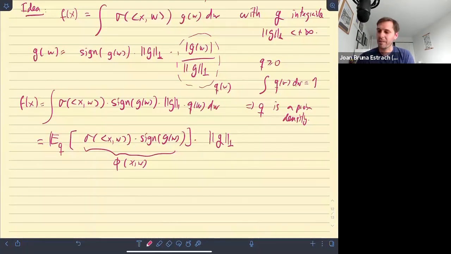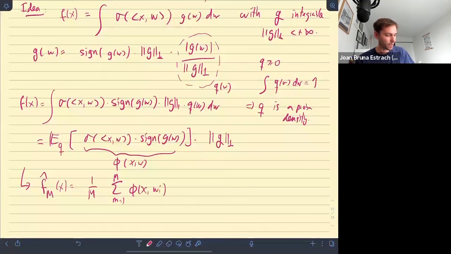So how do you approximate an expectation with a finite number of neurons? This is really an expectation over the parameter space, right? So how do you approximate an expectation? Well, you can just draw samples from the distribution. Good, thank you. So you say I'm going to approximate with m samples by doing an empirical average, the sum from i equals 1 to m of phi of x, w_i, where now the w_i are drawn from q, i.i.d.